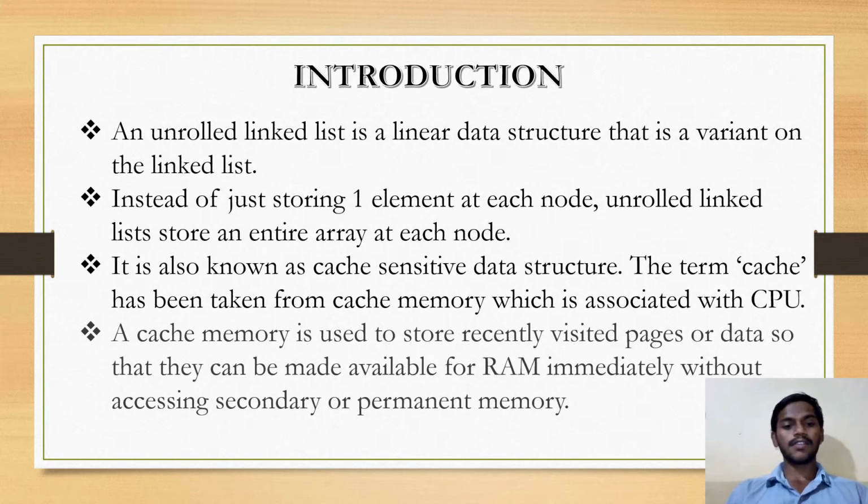The term cache has been taken from the cache memory, which is associated with the CPU. A cache memory is used to store recently visited pages or data so that they can be made available for RAM immediately without accessing secondary or permanent memory.